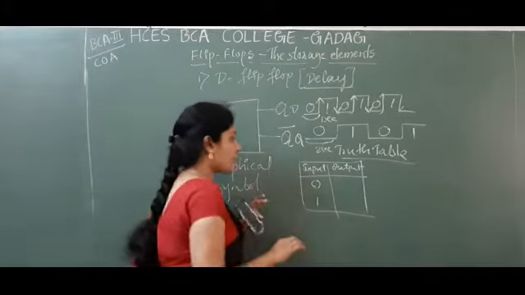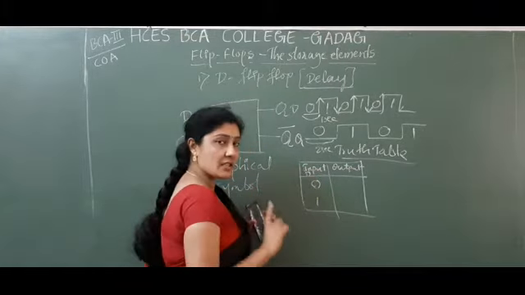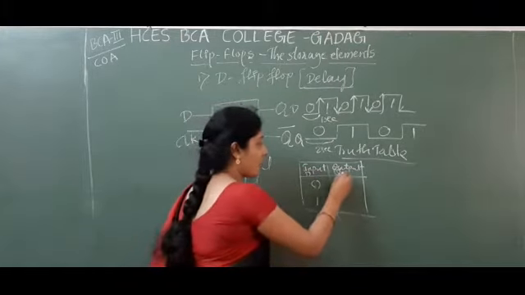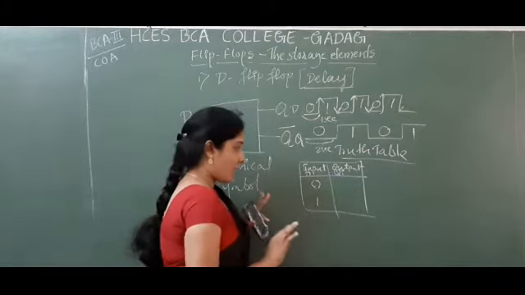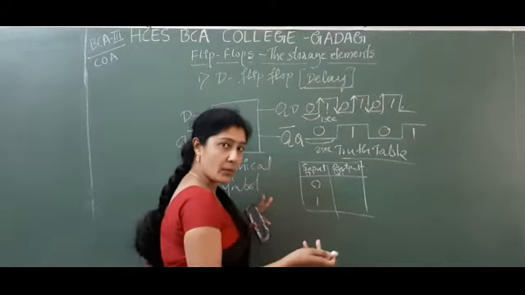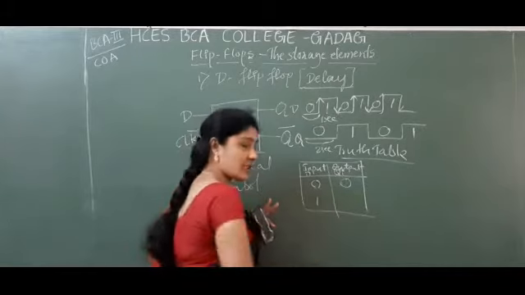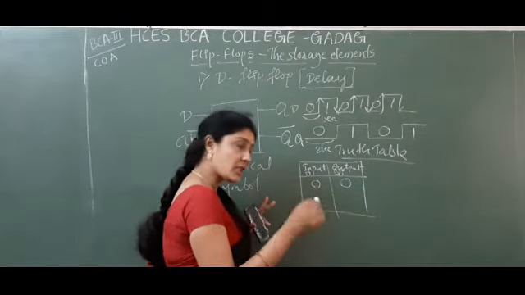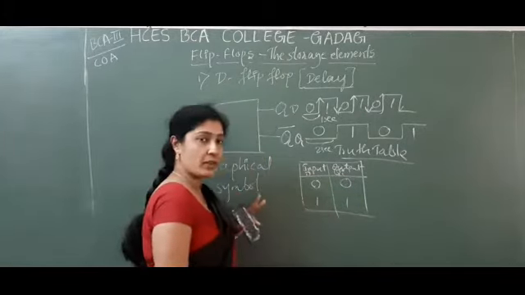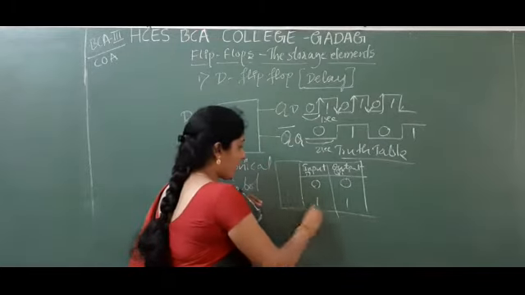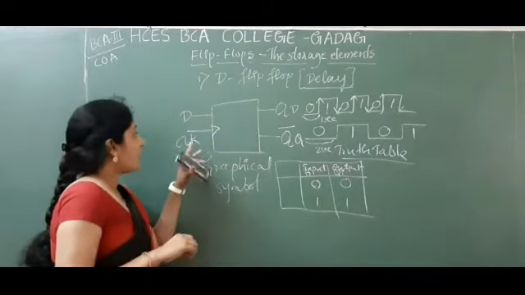So it is very simple. Input is nothing but D and output is nothing but Q. When input is 0, what is output? Same, 0. When input is 1, output is the same, 1. Okay. Next, we can take one reference as a clock.